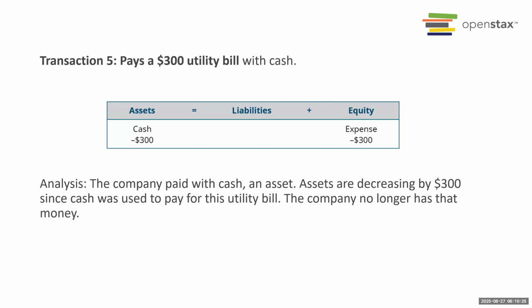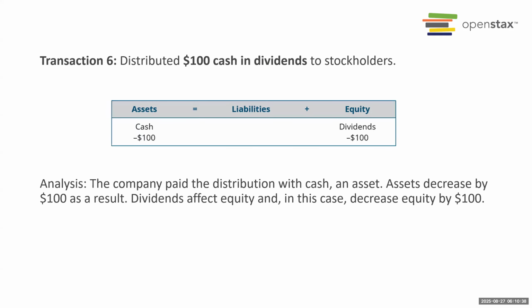You pay a utility bill of $300. Your cash would decrease by $300, and your equity, due to the expense, would decrease by $300. You distribute a cash dividend of $100 to your stockholders. Your cash would decrease by $100, and your equity for dividends would decrease by $100.